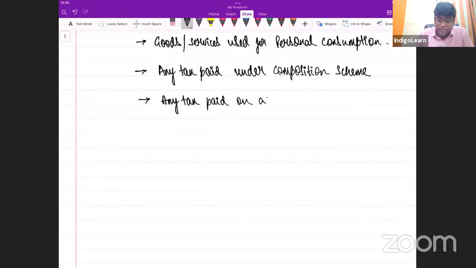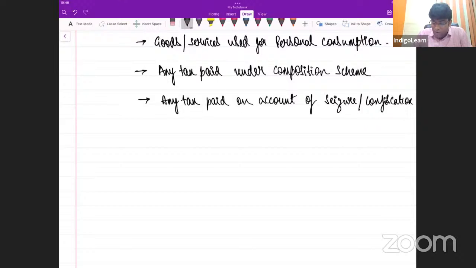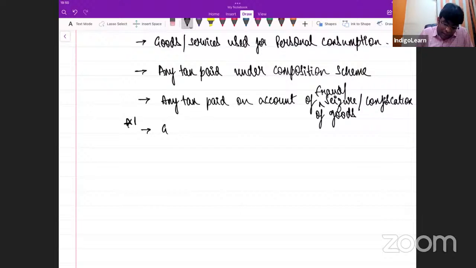Then finally, any tax paid on account of seizure or confiscation of goods or on account of fraud. You have made some fraud, there is some seizure, whatever has happened. In that case, you paid some tax. That tax you cannot dare to tell, I will claim credit. First of all, you made a mistake. I repeat, first of all, you made a mistake and paid some tax. And that tax, what you paid, because you have done mistake, you cannot tell again, I will claim credit. Ridiculous it is. Finally, very, very important point, question will come. Any goods lost?